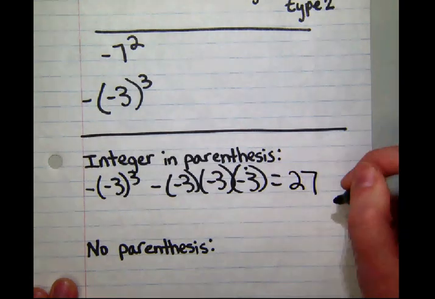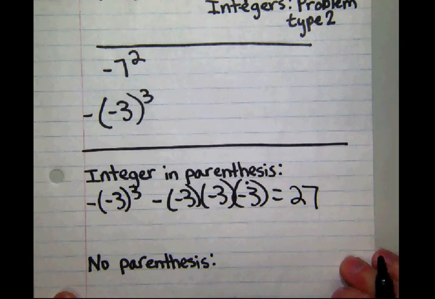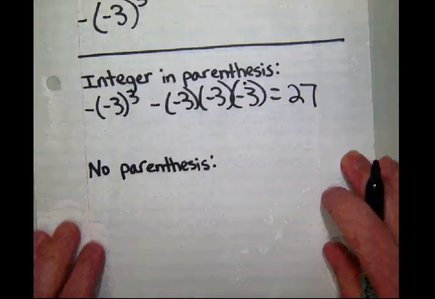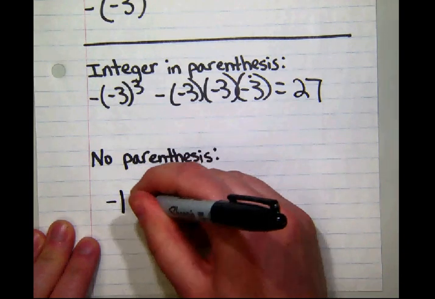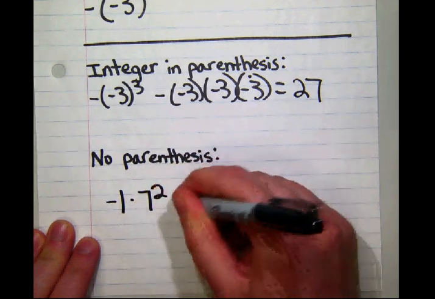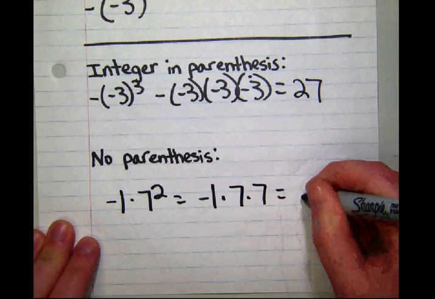The other problem is negative 7 squared. When there's no parentheses, that means we take negative 1 times 7 squared, which is negative 1 times 7, which is negative 49.